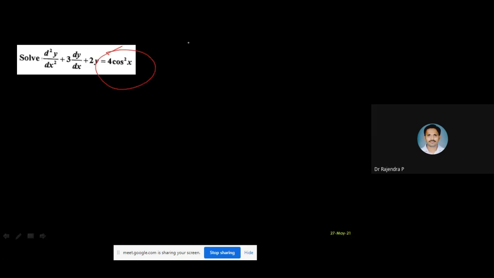How to solve this? 4 into cos square x. Can you write it either in terms of sine or cos? Yes, 1 minus sin square x. But even then sine square is there, right? Sine square, you don't have a shortcut. That is the problem. You have to write either in terms of sin(ax plus b) or cos(ax plus b). Only two things are there with us.